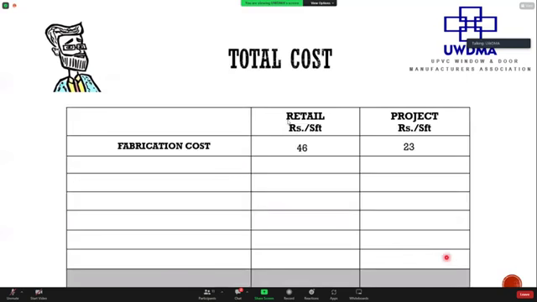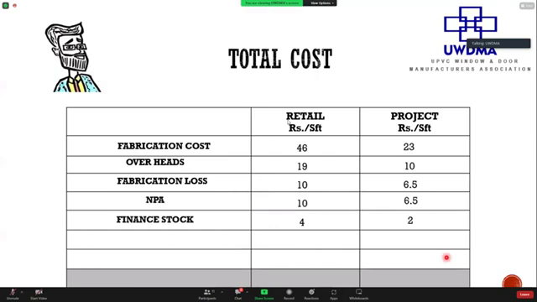So till now, what we have done is we have taken out our fabrication cost, our overhead cost, our fabrication loss, our non-performing assets, our finance cost, our finance outstanding cost, and our depreciation cost. So for retail, it is coming to around 99.5, and for project, it is coming to around 56.5.